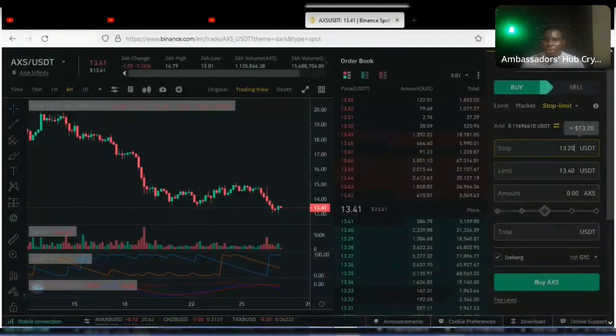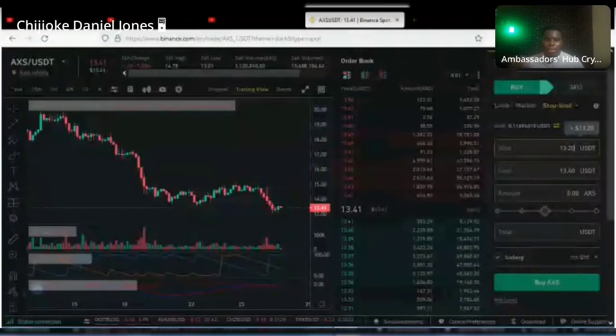Depending on the capital you're using, depending on the amount you're investing, the amount you're using to trade, your loss could either be big or it could be small, right? So that's for stop limit order.